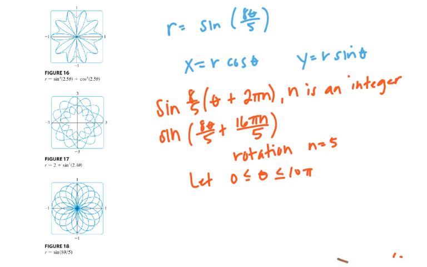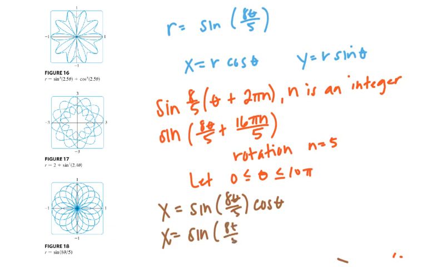So before, we would have had x equals r, which is sine of 8 theta over 5 times cosine of theta. But now we can put it in terms of t: sine of 8t over 5, cosine of t. And we can do the same for y. y is r, which is sine of 8t over 5, and then sine of t.